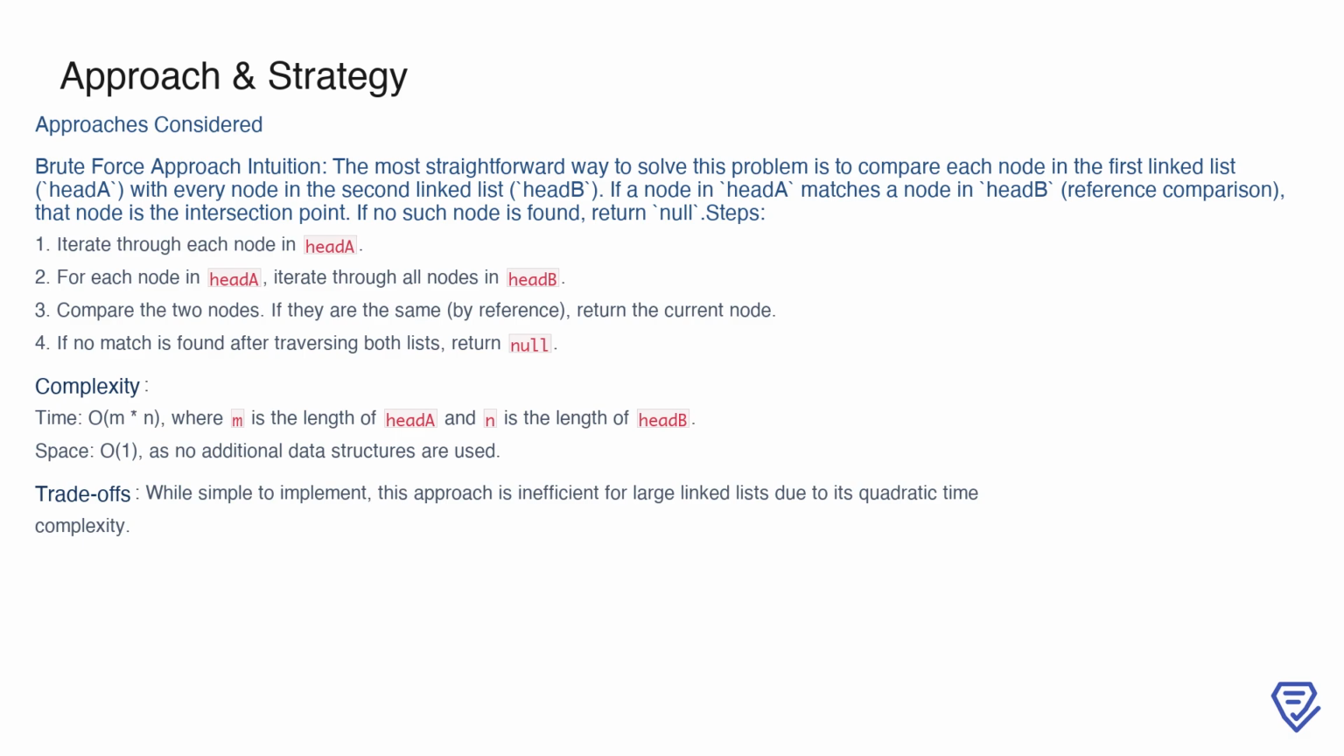Additionally, it has a space complexity of O(1), since it doesn't use any additional data structures. The trade-off here is that this approach becomes impractical for larger lists due to its inefficiency, as the number of comparisons grows rapidly with the size of the lists.